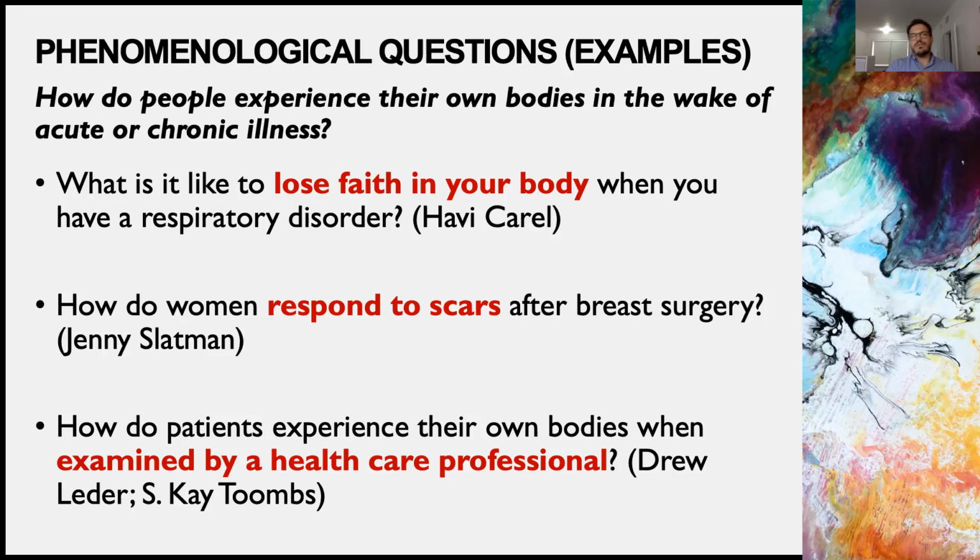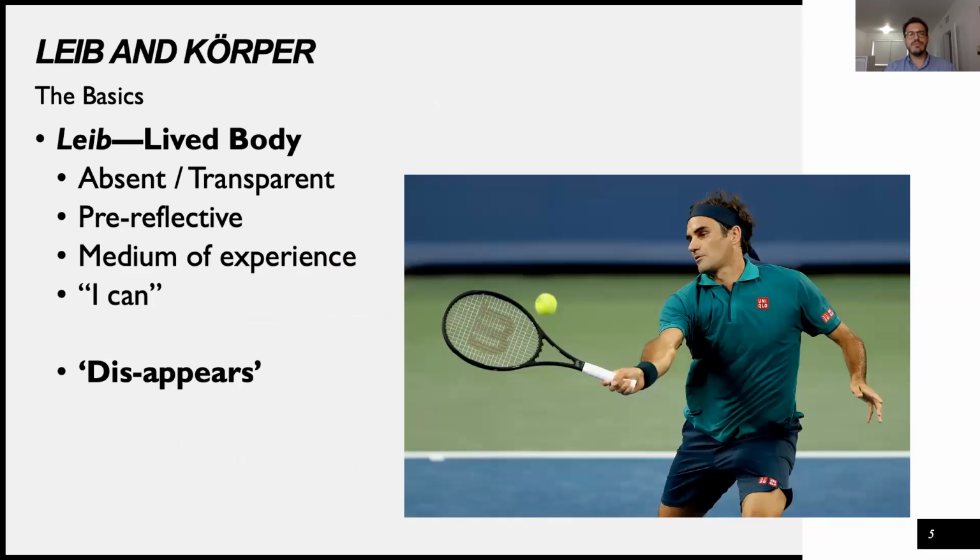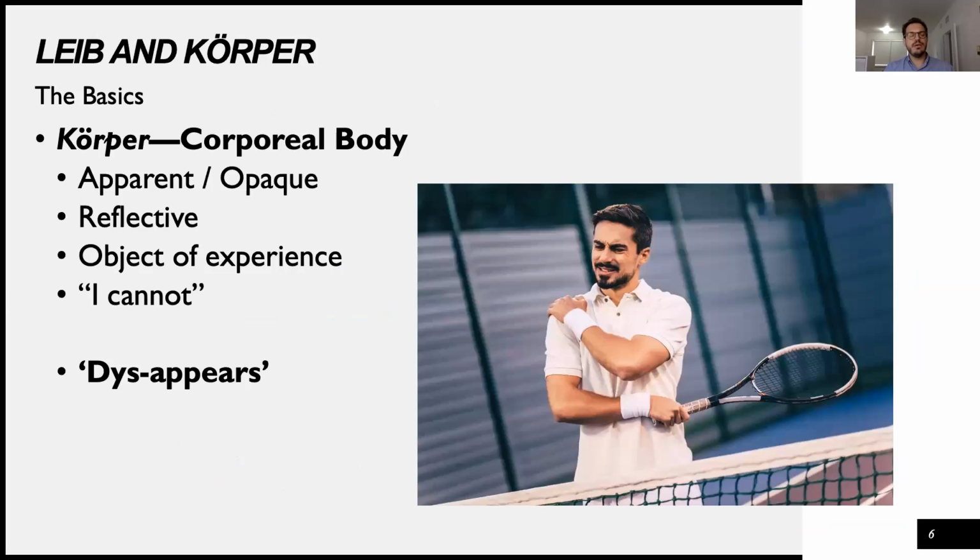But for instance, when talking about embodiment, I would start off with the distinction between the lived body and the corporeal body, and talk about how the body as lived is something that's absent or transparent. It's pre-reflective. It's a medium of experience, right? It's something we experience through rather than something we have an experience of. And then immediately contrast that with the corporeal body, right? The body as it becomes opaque, it becomes an object of reflection or an object of experience.